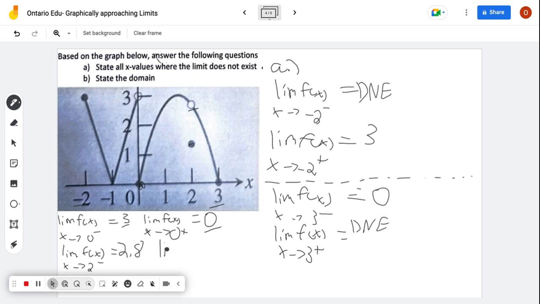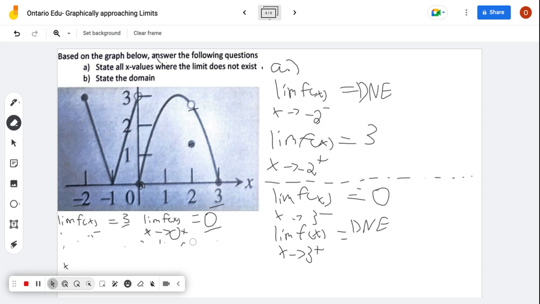Now let's take it from the right hand side. As x approaches 2 from the right, the limit equals, let's check. From the right, we go and follow the graph until we reach 2. And again, same y value, which is at 2.8. So therefore, this limit does indeed exist when x approaches 2. So we can erase this, as we don't have to worry about it. And that's our final answers.